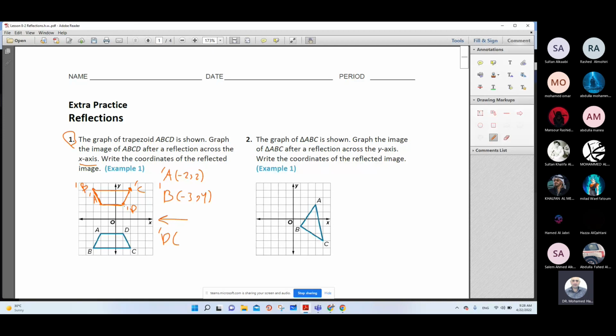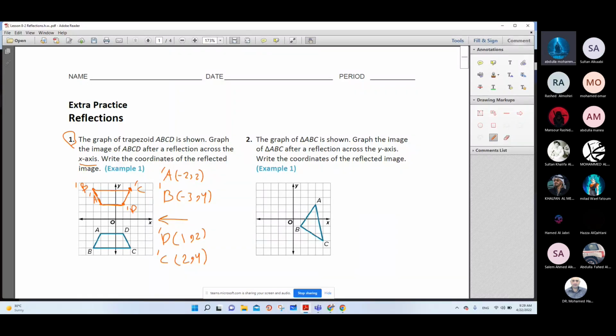And here D prime, we have 1 in the x, 2 in the y. And C prime, we have 2 in the x, 4 in the y. Who has any question about exercise number 1? It's clear. Okay, who can read exercise number 2?